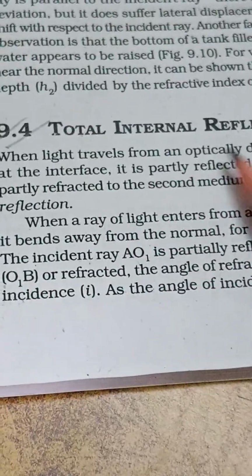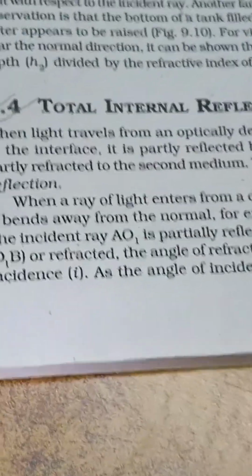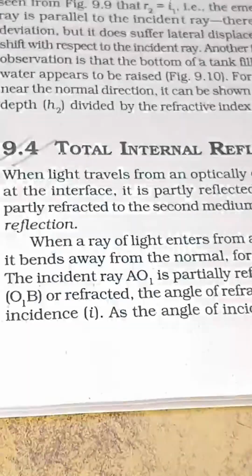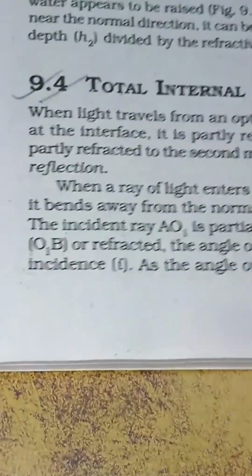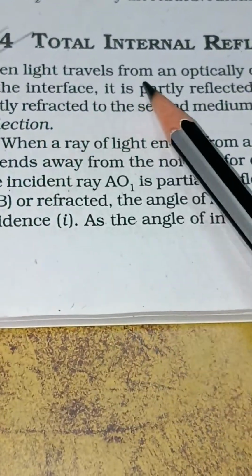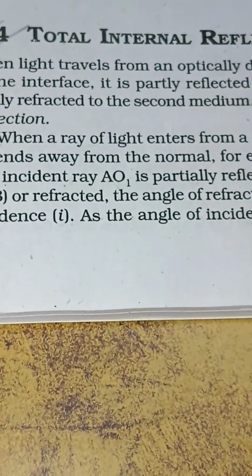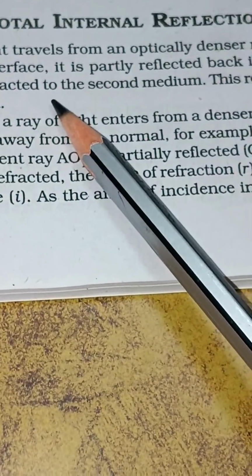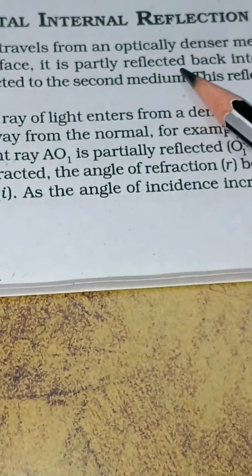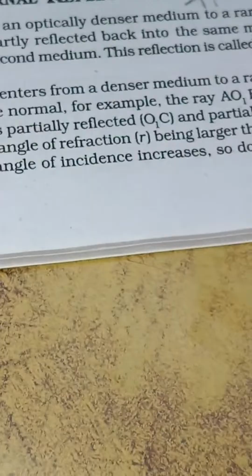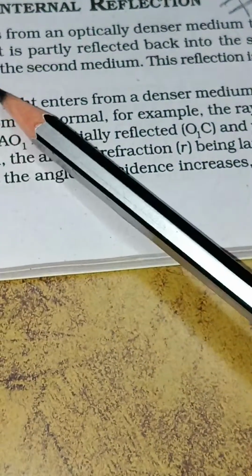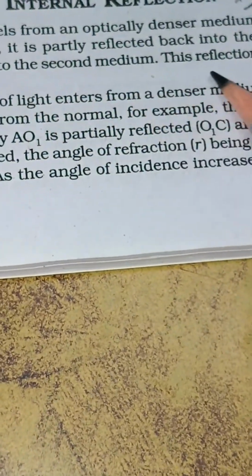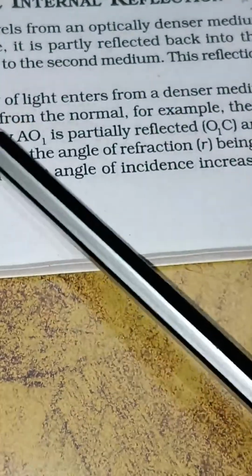Total internal reflection. When light travels from an optically denser medium to a rarer medium at the interface, it is partly reflected back into the same medium and partly refracted into the second medium. This reflection is called internal reflection.